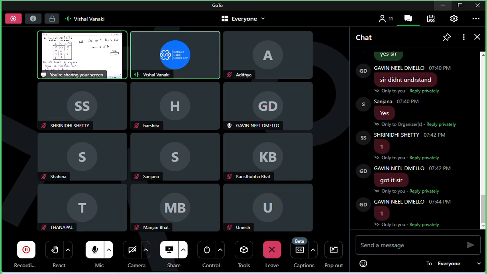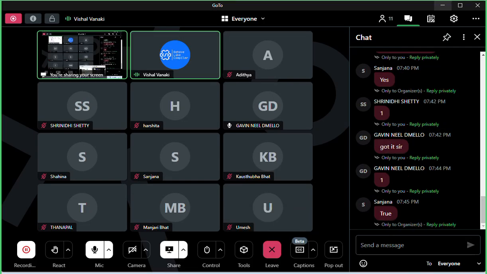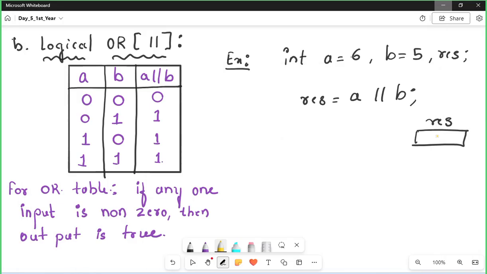Try all of you. See, what is the value present in A? It is 6. Is it 0 or non-zero? It's non-zero, correct? What is the value present in B? It is 5. Is it 0 or non-zero? Non-zero. Now go to the table and check non-zero logical OR of non-zero. What is the result of that? Are you understanding? What is the result? True. True is nothing but 1.